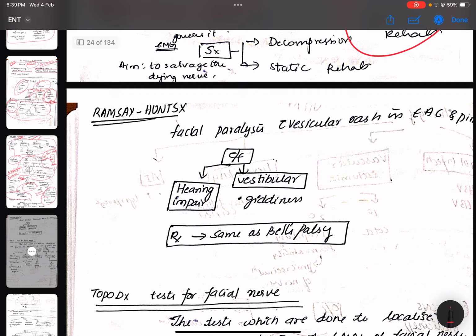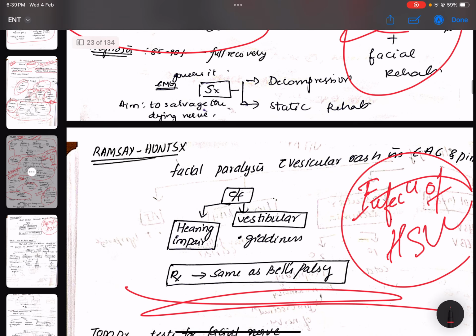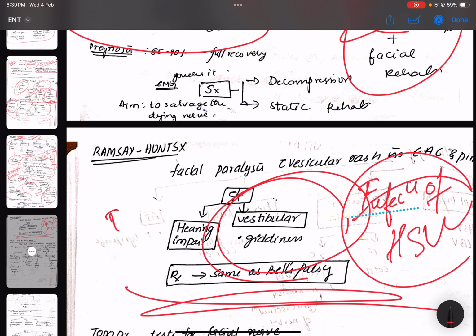Again, regarding Ramsay Hunt syndrome, one important thing you should know is it's due to infection by HSV. The treatment protocol is the same. Again, the clinical features are the same except for the fact that you will have one infectious component, that is, you might have all your viral symptoms.